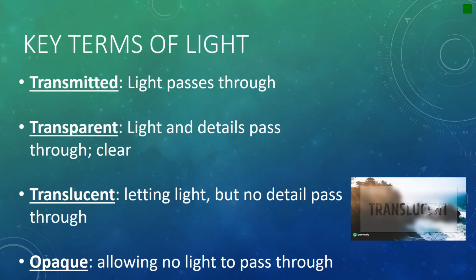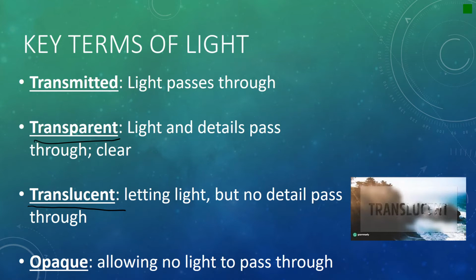All right, there are a few terms regarding light that you should be familiar with and be able to understand. First off, the word transmitted means that light passes through. And there are two types of transmission that we will be talking about. One is a transparent transmission, and two is a translucent transmission. Okay, so both mean that light goes through it, but how do they go through it?